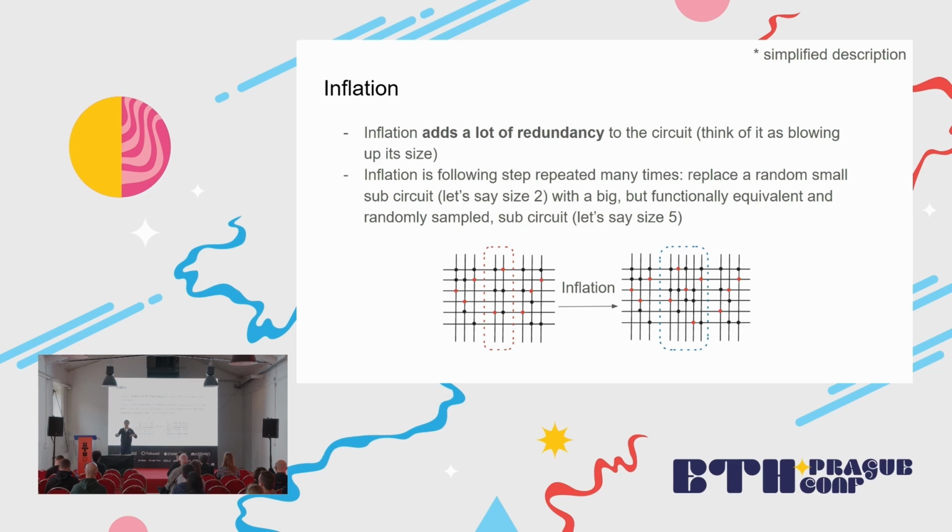How do you add a lot of fat? Well, you take a small sub-circuit in the reversible circuit, of size 2, and you replace it with a bigger circuit, let's say in this case of size 5. And the bigger circuit is functionally equivalent to the size 2 circuit. You do this many times over and over again, and that's how you inflate the circuit. You're adding a lot of fat to the circuit. This is inflation.